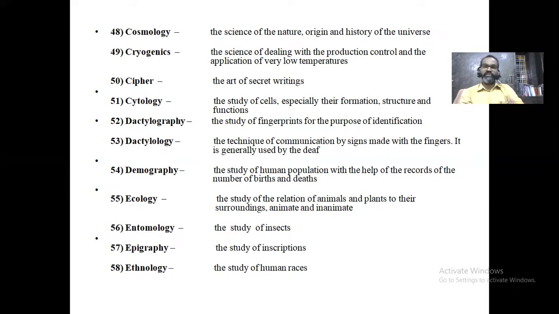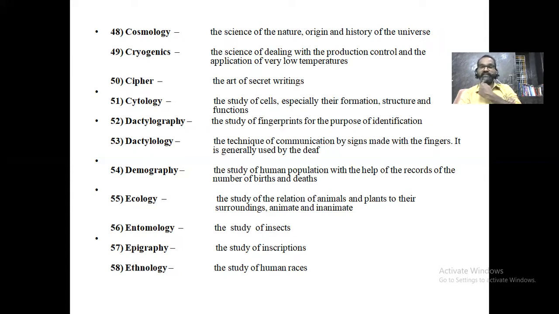Dactylography, the study of fingerprints for the purpose of identification. The Q teams come for getting all these things right. So that is one kind of dactylography. Dactylography, the study of fingerprints for the purpose of identification. That's called dactylography.